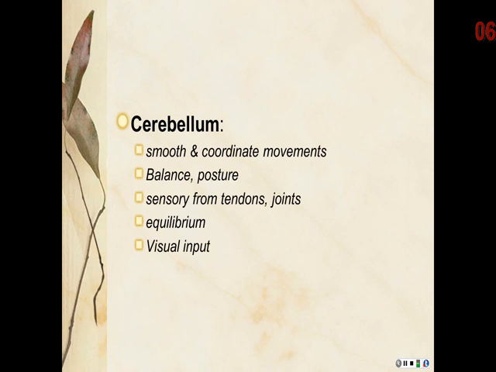The cerebellum is located posterior to the brainstem. It plays a role in our balance and posture and helps to smooth and coordinate movement. It will coordinate information from the sensory receptors in the joints and tendons on movement, visual information, and equilibrium from the inner ear. The cerebellum is very easily impaired by alcohol and results in poor coordination.